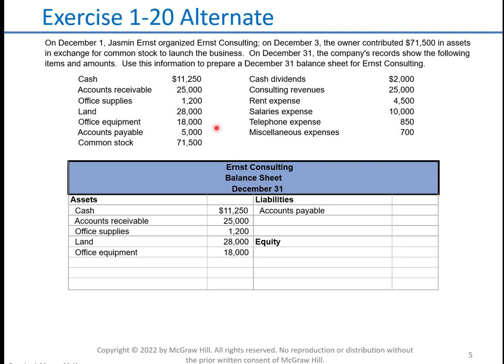Now we're going to get our list of liabilities. We only have one. So we have accounts payable of $5,000. Now we get to our equity section. So common stock is here, the $71,500.